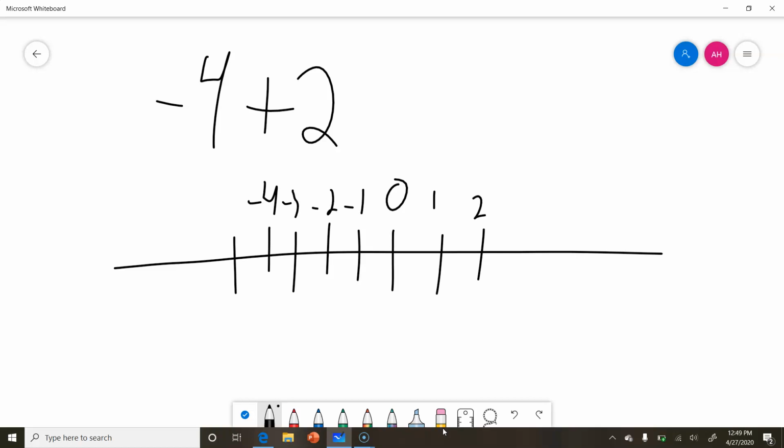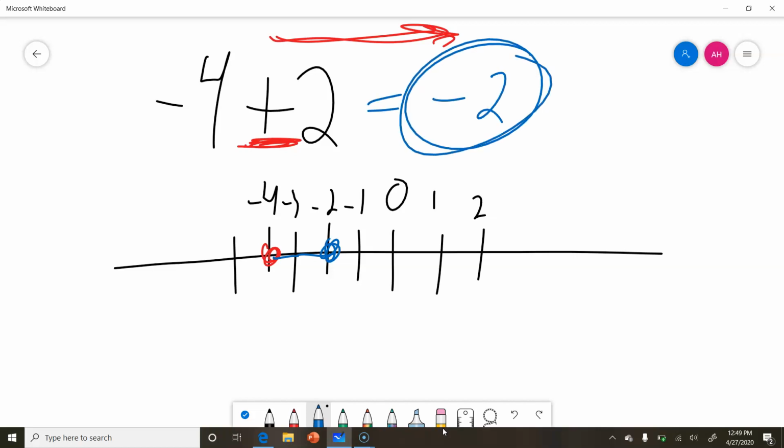So you get the point here. We start with negative 4, and this time we're adding. When we just have a normal addition sign, we always go to the right. Okay, normal addition sign goes to the right, so we go 1, 2, and what's my final answer? Is negative 2. Yay, not very hard to do on the number line, very straightforward and simple.